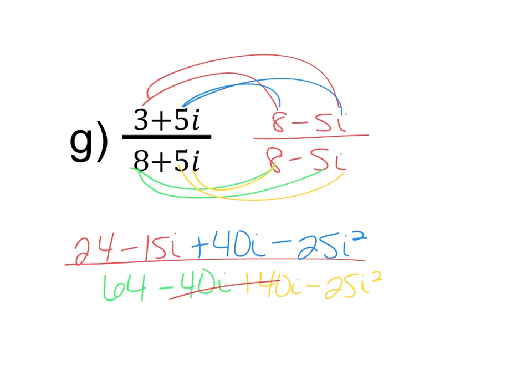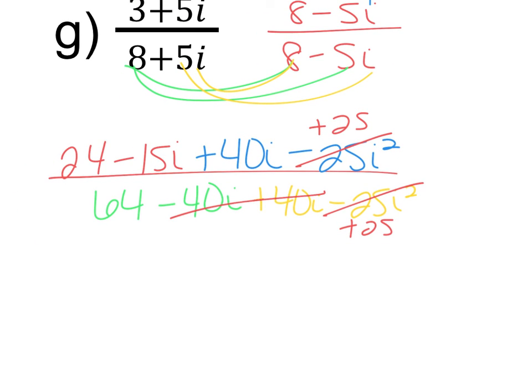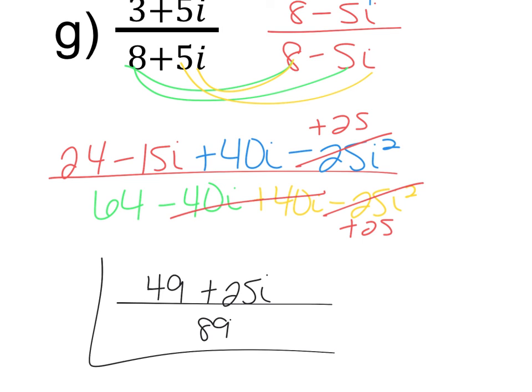Okay, clean it up. Middle cancels here. This becomes positive 25. This becomes positive 25. Yeah, I think that's all we can clean up, so now we just have to put it together. So on top, when you add the real numbers, 24 plus 25 would be 49, I believe. And then negative 15i plus 40i would be positive, what would that be? I think 25i. Then the bottom, 64 plus 25 would be 89. Okay, can you reduce all three of those by something? Nope, I don't think so. So there is your answer.